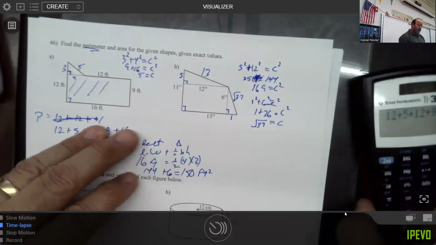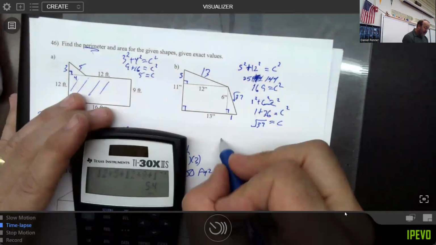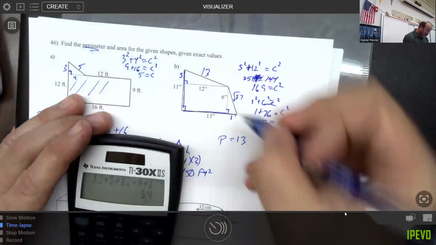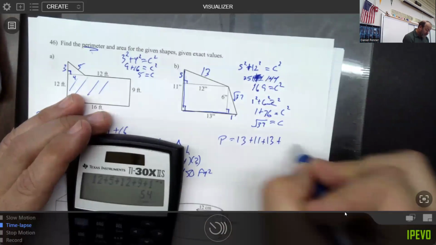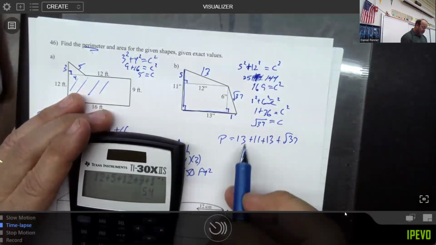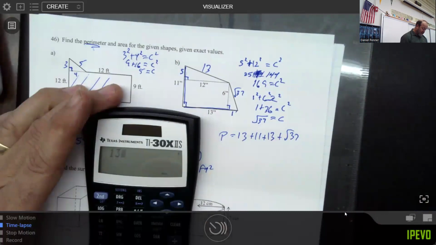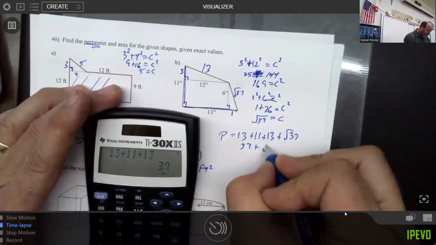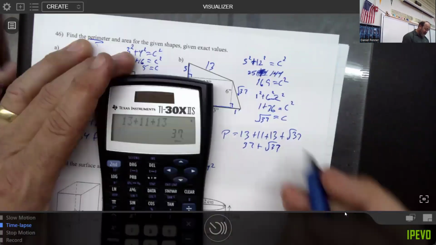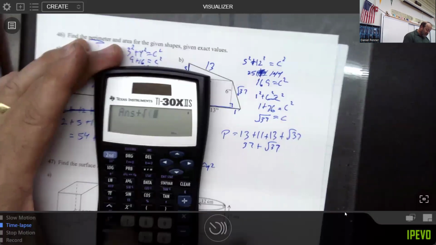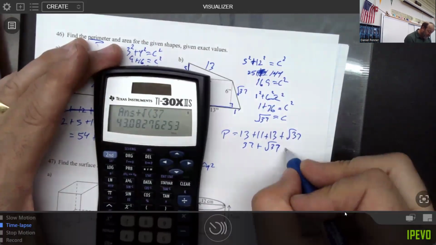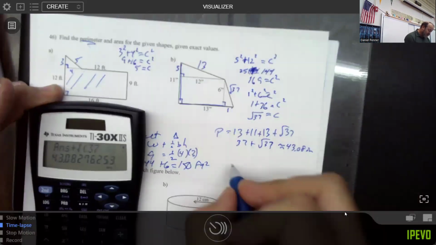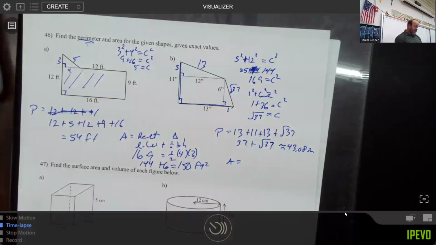So if we work our way around, our perimeter, we've got 13 to go all the way across, plus 11, and another 13, and then also a root 37. So if we add all those together, I've got 13, 11, and 13, so I've got 37 plus the square root of 37. That's kind of an interesting coincidence there. But if you wanted to, we could actually type that in and say that that's about 43.08 inches.